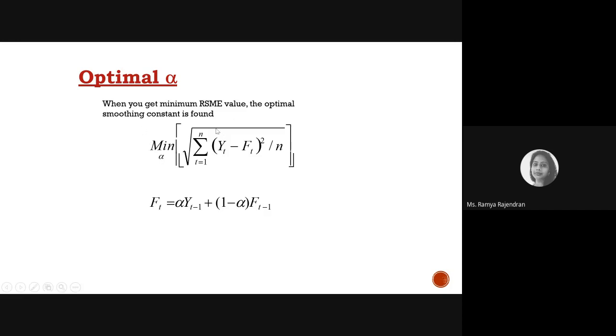So I think you know the formula for RMSE, right? The square root of the summation of (y minus f) the whole square divided by n. It's nothing but the difference between the actual and forecasted value. You're squaring it, taking the summation of all the values in your data observation, dividing it by n, and you're taking the square root. So that's your RMSE formula. And when you get a minimum RMSE value with some alpha, you can say that that is your optimal alpha score.